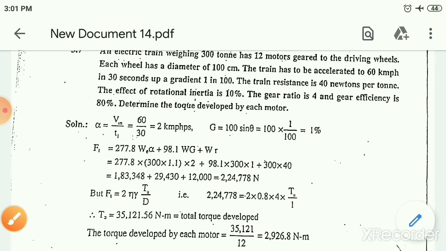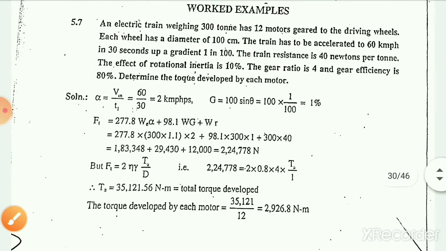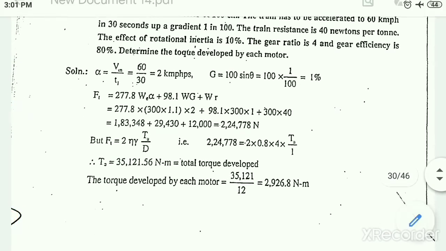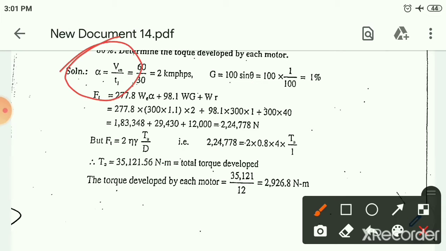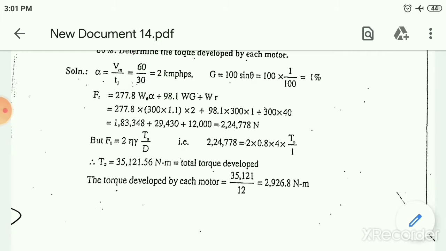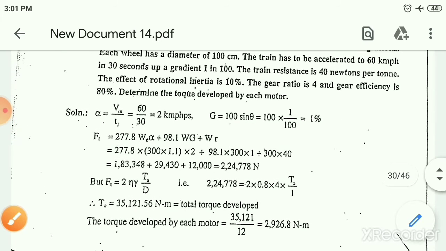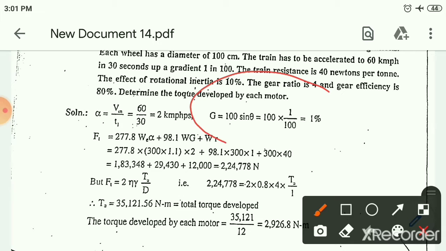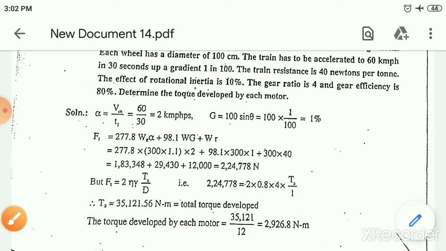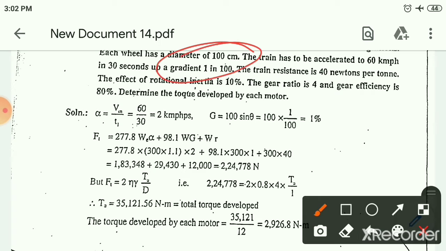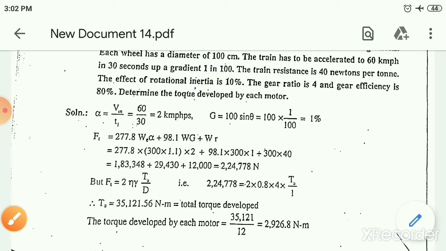Okay, you have to find the torque developed by the motor. From the derivations we have solved in the previous section, alpha is equal to Vm divided by T1. Vm is known and T1 is 30 seconds, so we get 2 kilometers per hour per second. The gradient factor is G equal to 100 sin theta. The gradient is 1 in 100, so 100 into 1 in 100, you will get a gradient of 1%.